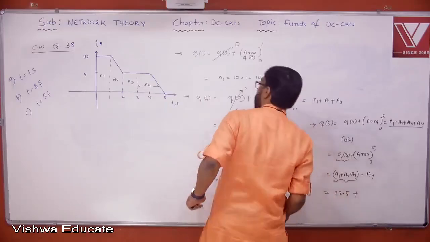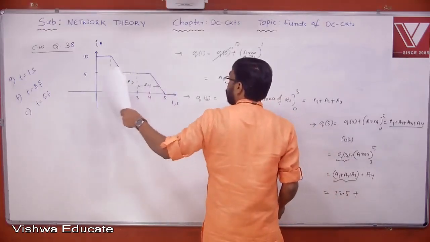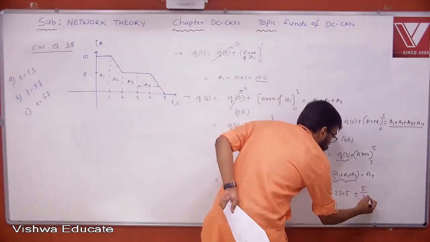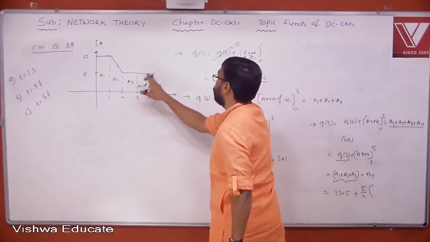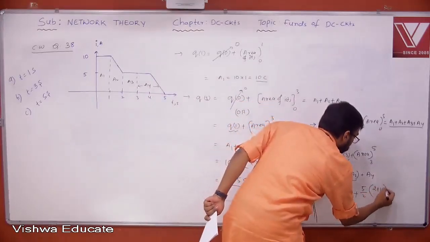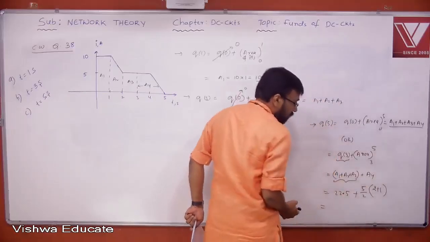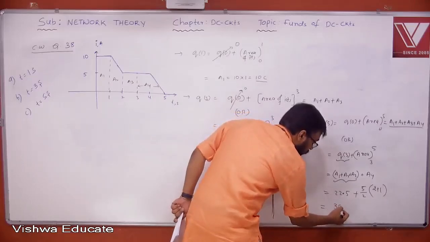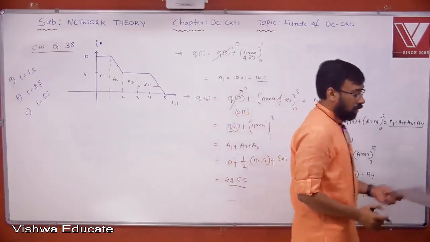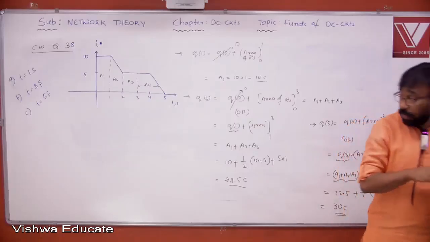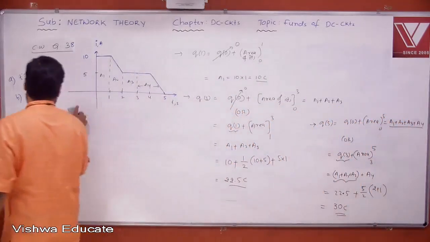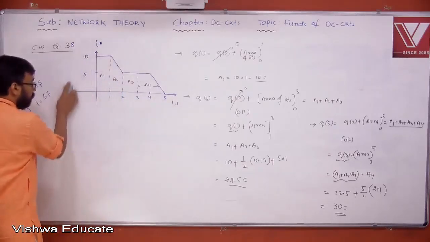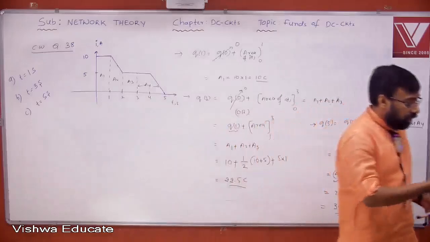But area 4, what is area 4? Again a trapezoid. Okay, this is a trapezoid, right? Height is how much? 5. So 5 by 2 into 2 plus 1. So 5 into 3, 15, 15 by 2, 7.5, 7.5 plus 22.5. This is going to be what? 30 coulomb. Okay, so please note down all this. It's a very, very important problem, an interesting problem on the basics. Note down this, all of you.